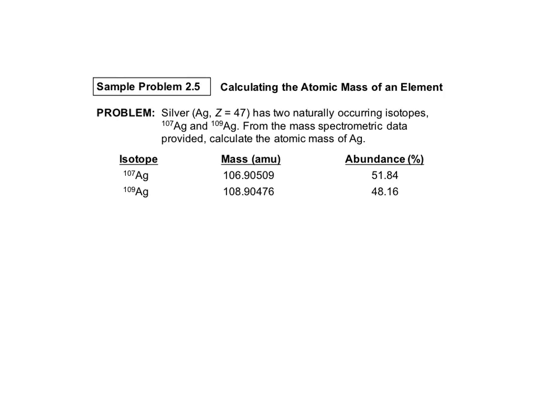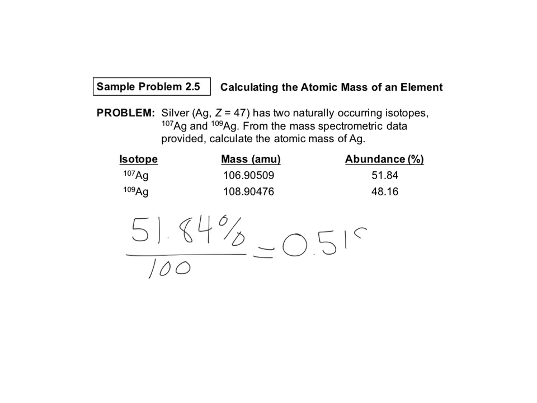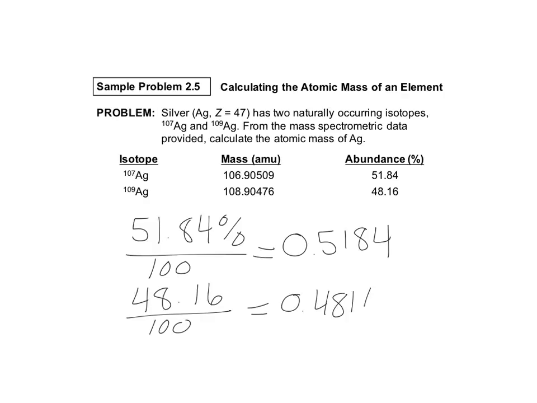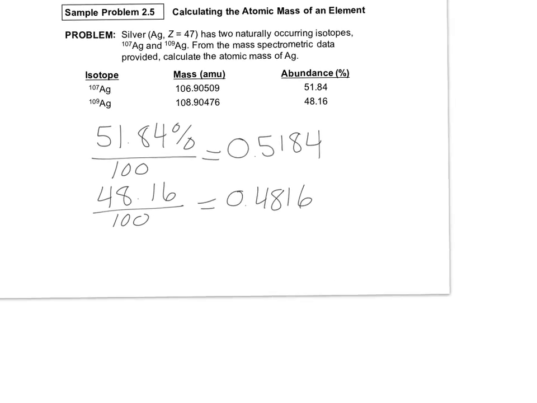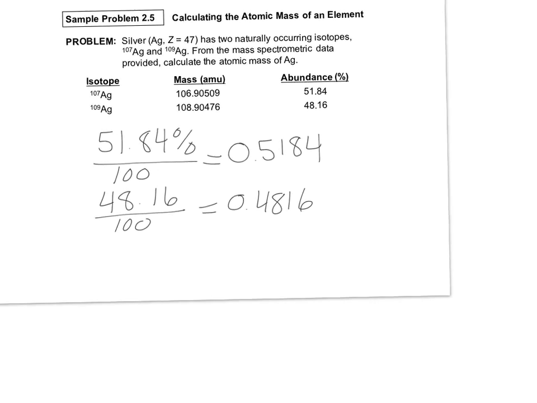Anytime we have a percent, such as 51.84%, if we divide it by 100, we get that number as a fraction. So that's going to be equal to 0.5184. Do the same thing for the 48.16: 48.16 divided by 100 is going to equal 0.4816. Now that we know those fractional numbers, we simply multiply the mass of each of those isotopes by their fractional number and then add those two numbers together.